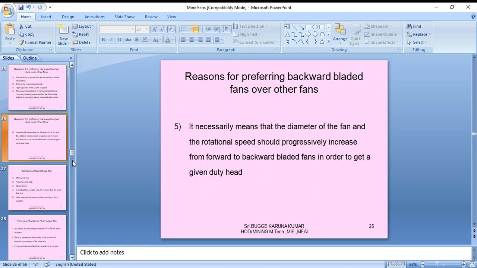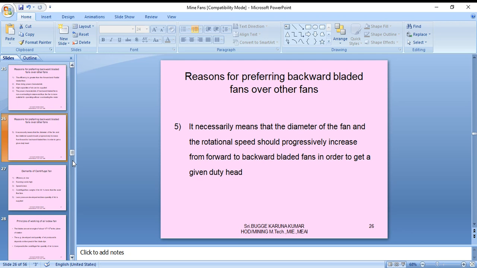It is necessary that the diameter of the fan and the rotational speed should be progressively increased from forward to backward bladed fans in order to get a given duty head.